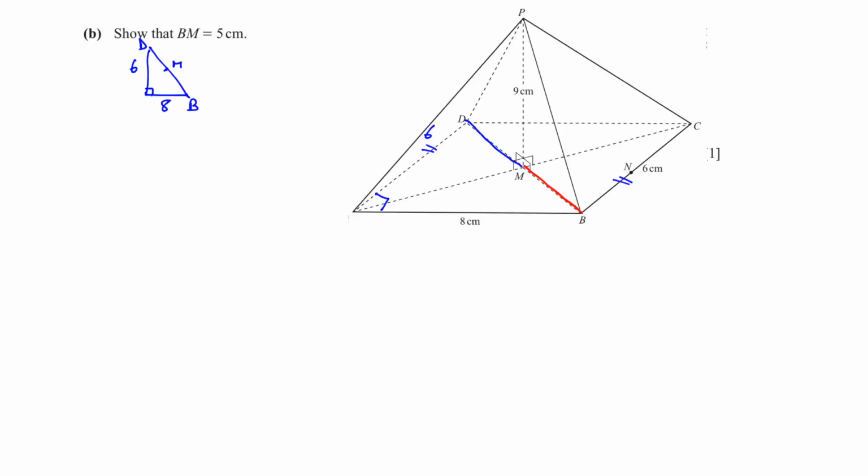To find the hypotenuse, if two sides are given in a right angle triangle, we use the Pythagoras theorem. So it's a squared plus b squared is equal to c squared, where c is your hypotenuse. So you can write c is equal to the square root of 6 squared plus 8 squared. That will give you BD. To find BM, we are going to just divide it by 2 and we will get 5 centimeter.